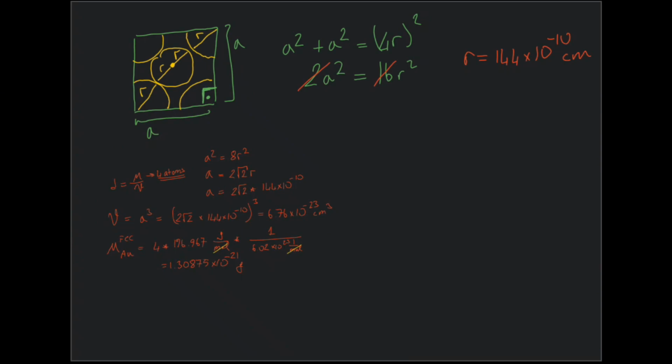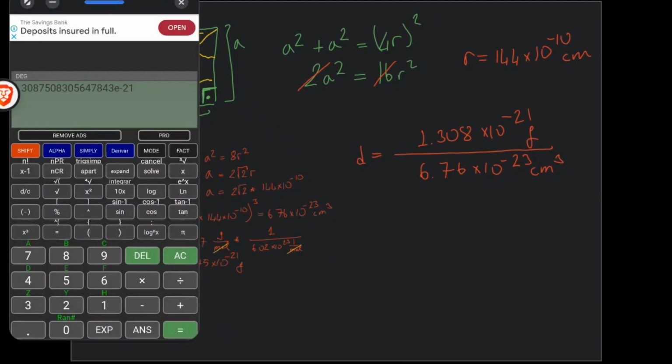Since we know that the density is equal to m over v, I know the mass and the volume of the cube. So d is equal to 1.308 times 10 to the minus 21 grams over the volume, which is 6 times 10 to the minus 23 centimeter cubed. And I can calculate that number.